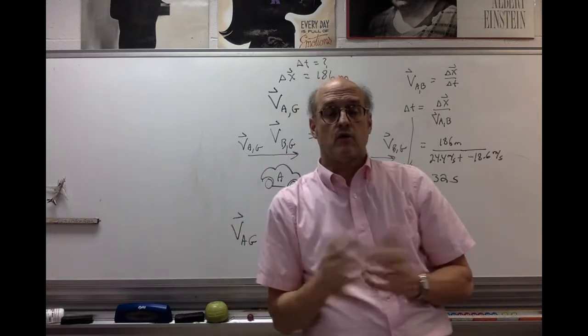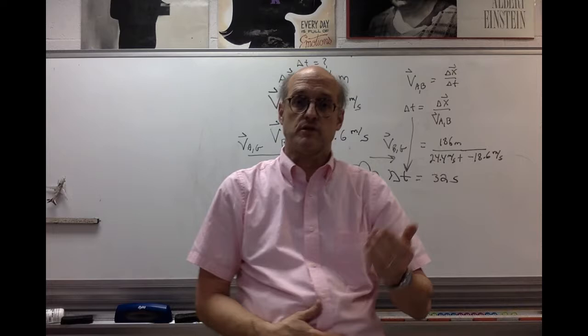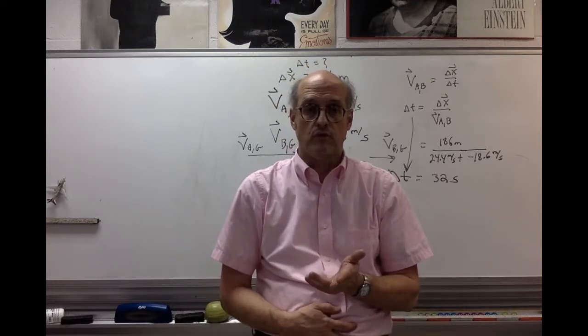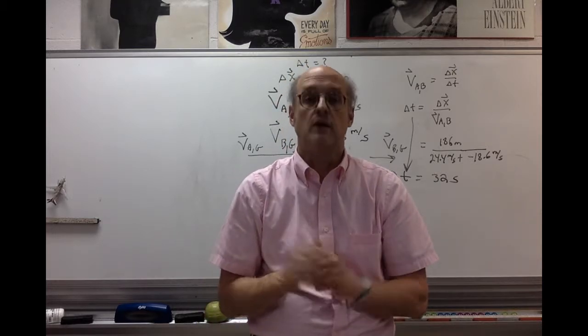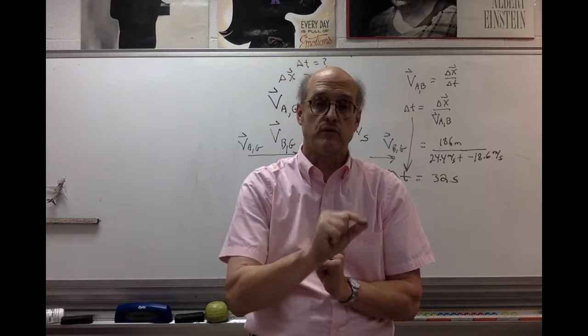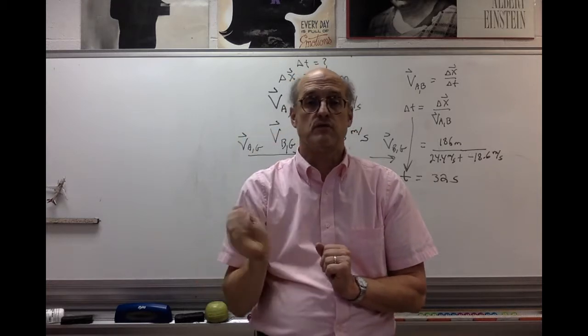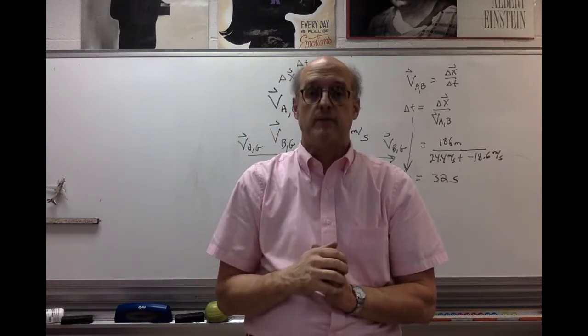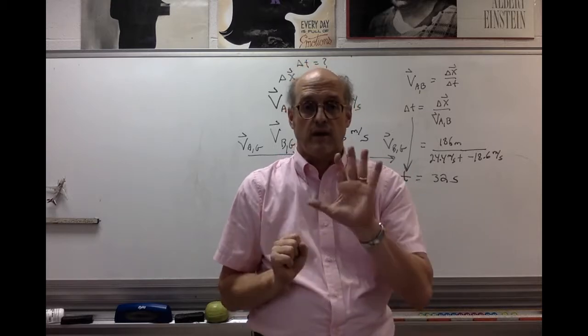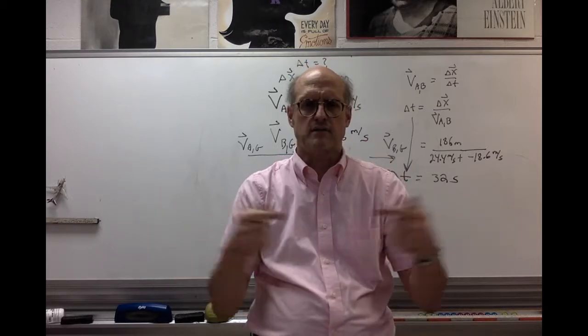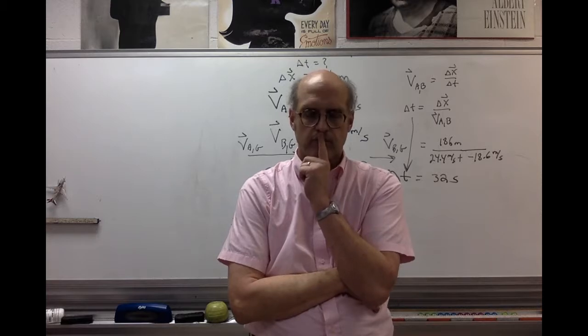So we have the equation: 10 meters per second is equal to the distance, 50 meters, divided by the time. Solving for time, we have 50 meters divided by 10 meters per second, so we end up with 5 seconds. So it takes 5 seconds for the two bikes to collide.